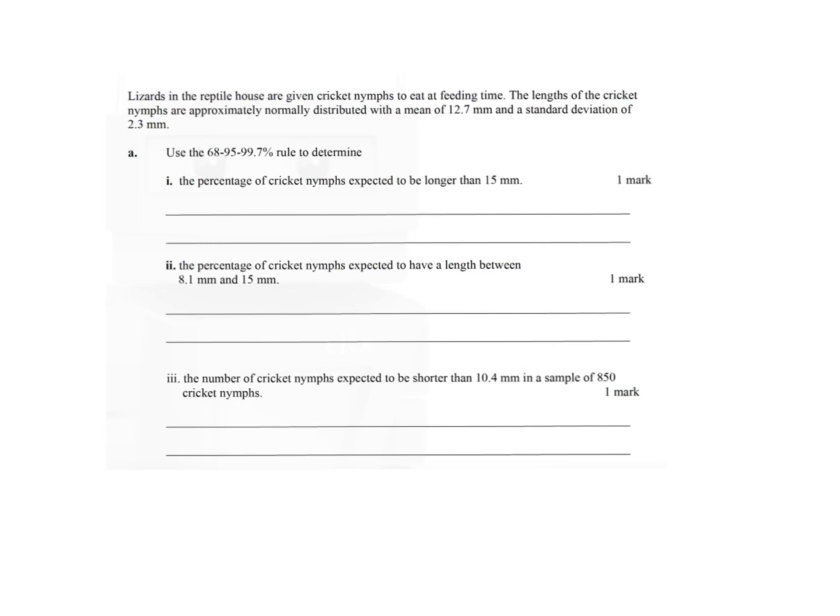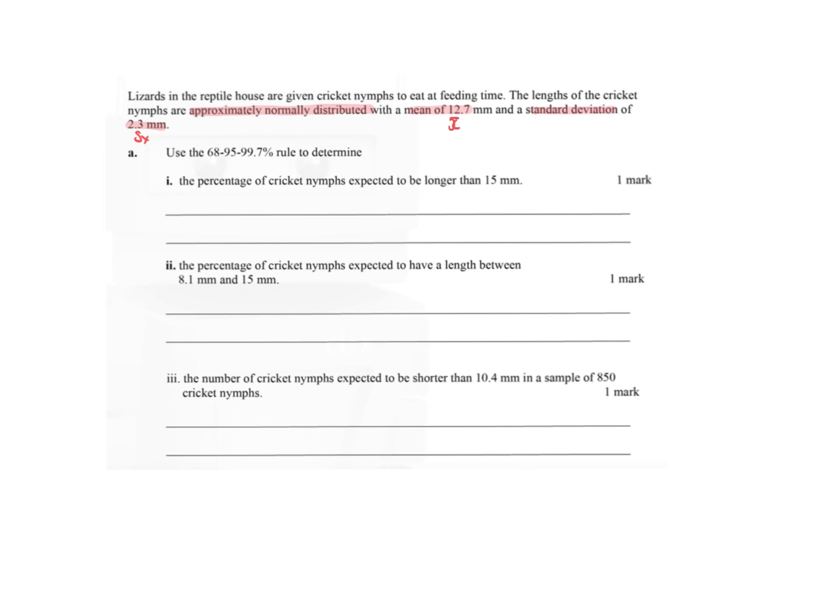Okay. Lizards in a reptile house are given cricket nymphs to eat at feeding time. The lengths of the cricket nymphs are approximately normally distributed. As soon as you see that, you know you're doing this bell shape and you'll be using the 68-95 rule. Once again, they'll tell you the mean and they'll just tell you the standard deviation is 2.3. So when we're thinking about our little diagram, that's the mean and that's what we're adding and subtracting.